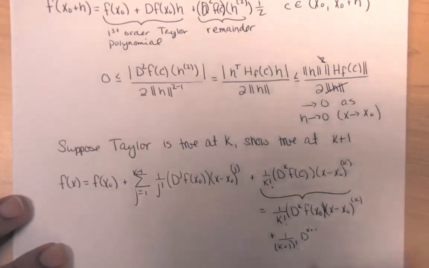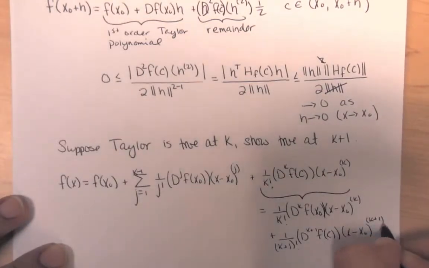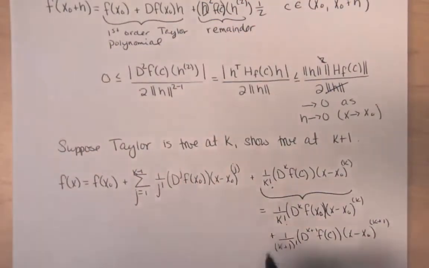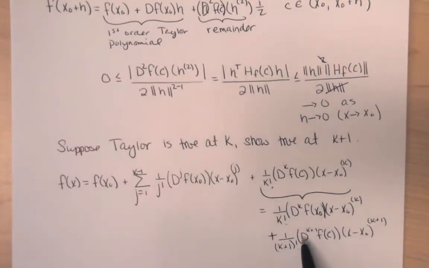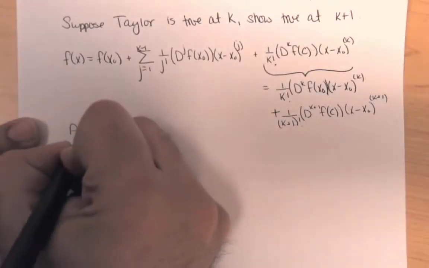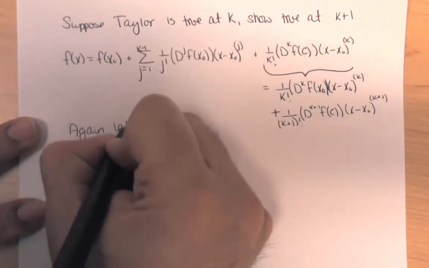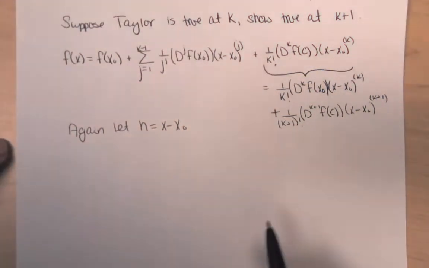The k plus first derivative of f at some value c times x minus x naught k plus 1 tuple, right? If I can show that this remainder term is equal to this, then I've proven that Taylor is true at k plus 1, supposing that this equality is true. So let's see if I can do it. So again, let h be the difference x minus x naught, just for simplicity of notation.